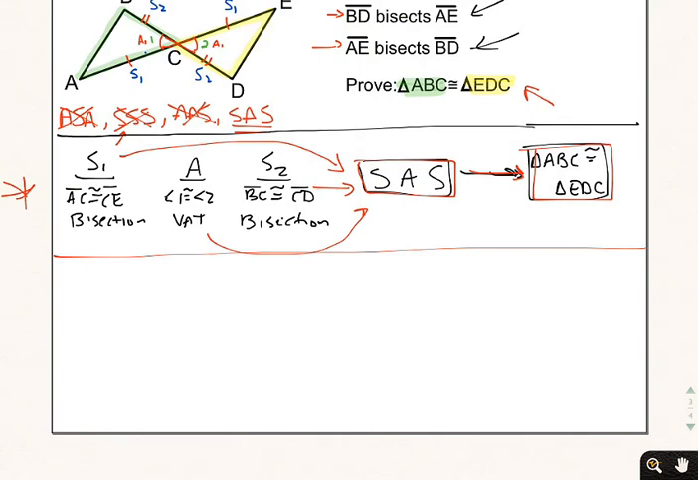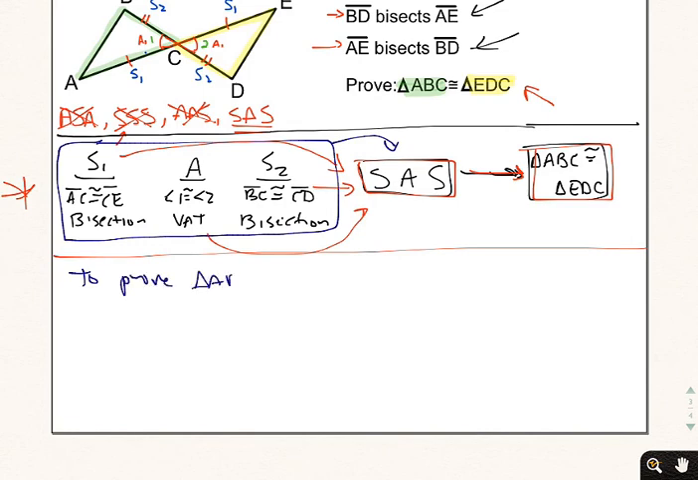So the first thing we have to do, which I'm going to box over in blue, is to show that I have side angle side, which will give me my congruent triangle. So here's how I'm going to set this up. To prove triangle ABC is congruent to triangle EDC by side angle side, dot, dot, dot.